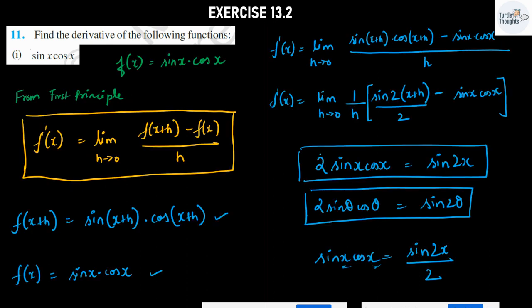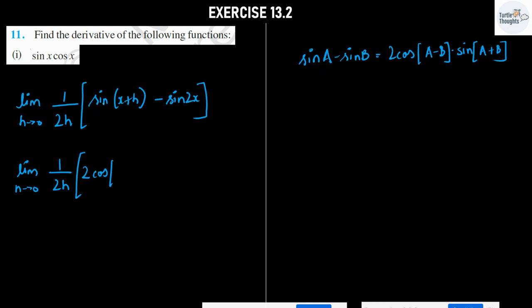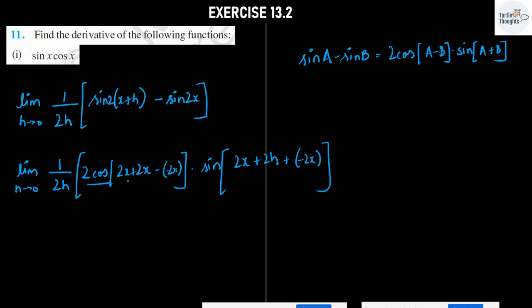Of course, here I have one 2. Yes, I have to consider that 2 also. So 2x I can write as 2x plus 2h, right? Minus of minus 2x over here, multiplied by sine. It is going to be 2x plus 2h, plus minus 2x, divided by 2 over here.